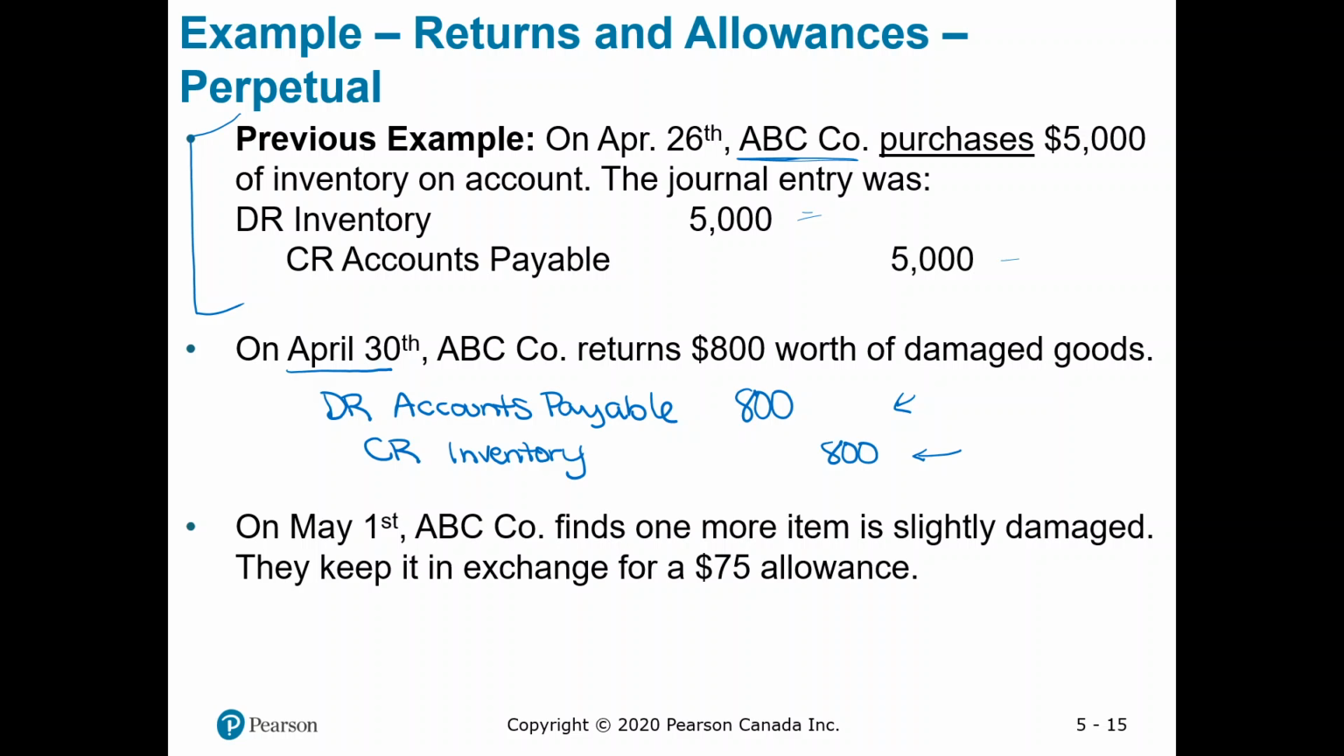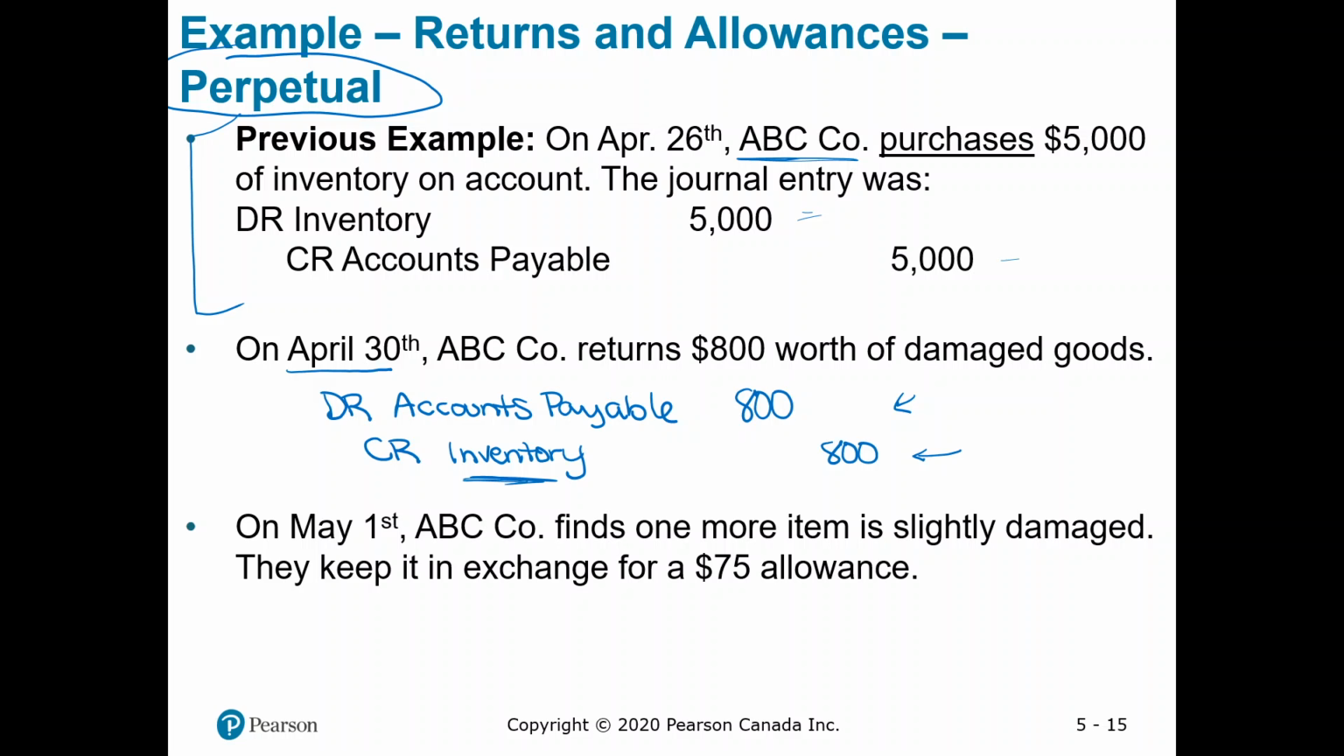So this is under perpetual, and as we've said several times, under perpetual, we're always updating our inventory. So since we got rid of these items, these damaged goods, we need to update our inventory, decrease it by that $800.